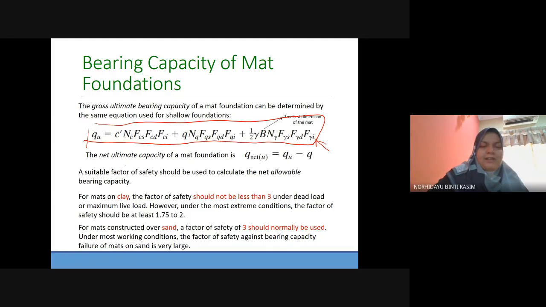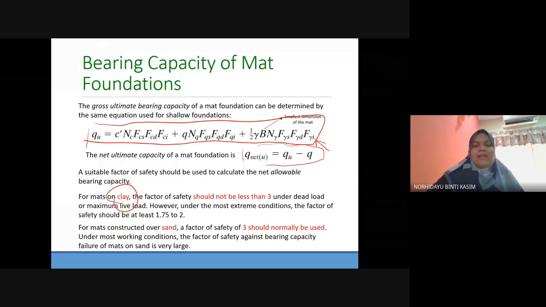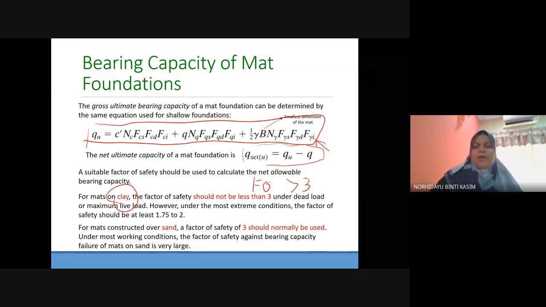The net ultimate bearing capacity of the mat foundation is equal to qu minus q. A suitable factor of safety should be used to calculate the net allowable bearing capacity. Remember this one, don't ask me again. For clay, normally the factor of safety should not be less than 3. It should be more than 3 under dead load and maximum live load. However, under the most extreme condition, the FOS should be at least 1.75 to 2.